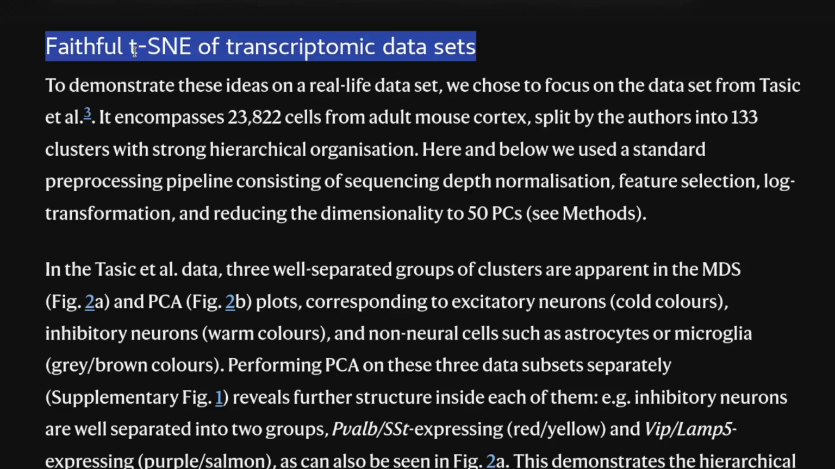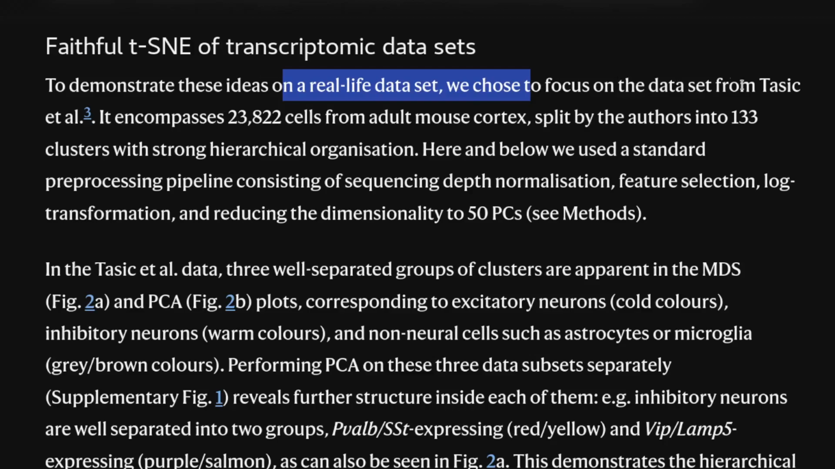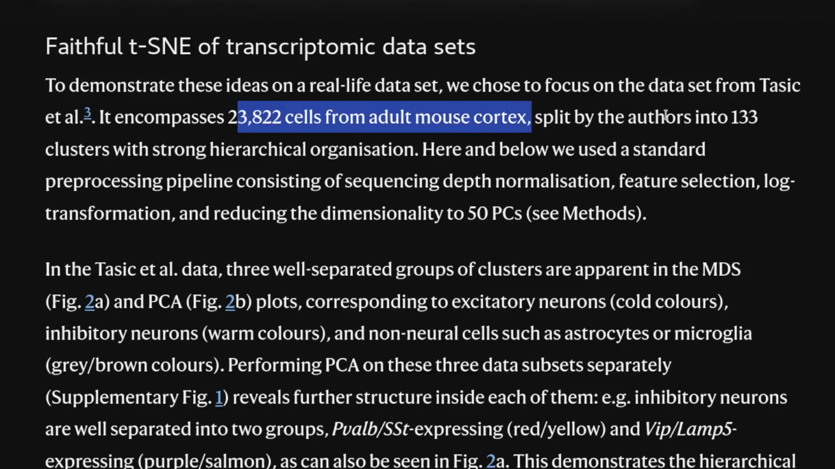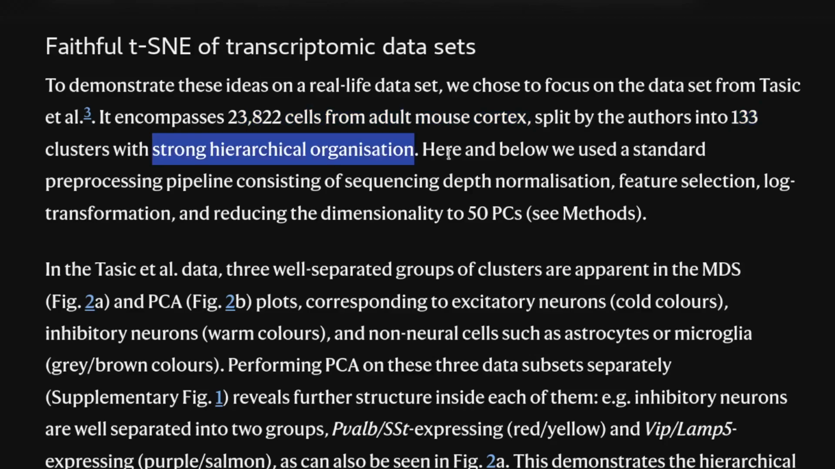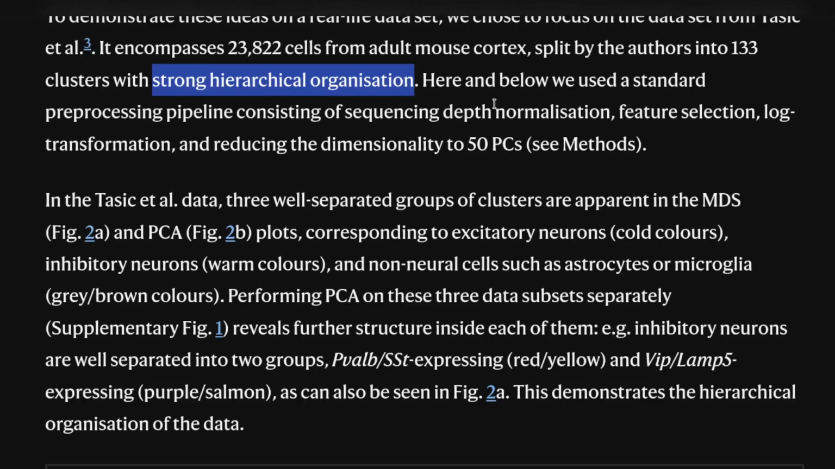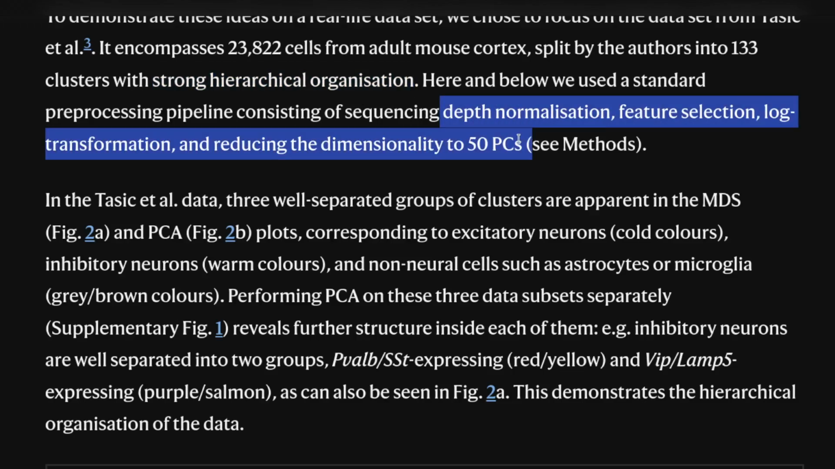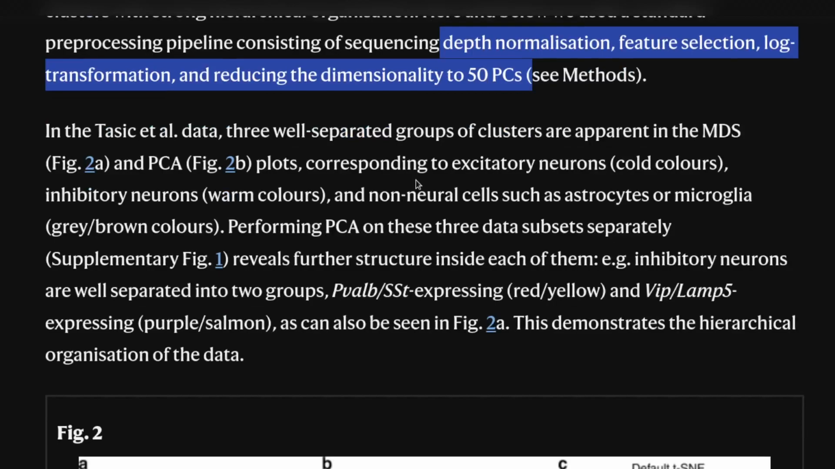Faithful t-SNE of transcriptomic datasets. To demonstrate these ideas on a real-life dataset, we chose to focus on the dataset from Tasic et al. 3. It encompasses 23,822 cells from adult mouse cortex, split by the authors into 133 clusters with strong hierarchical organization. Here and below, we used a standard pre-processing pipeline consisting of sequencing depth normalization, feature selection, log transformation, and reducing the dimensionality to 50 PCs. See methods.